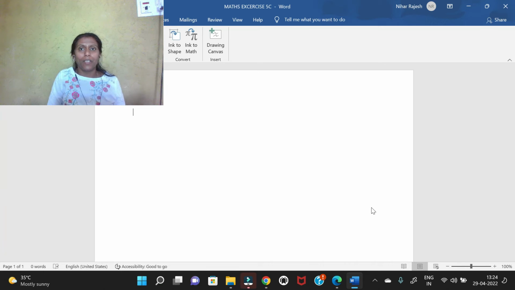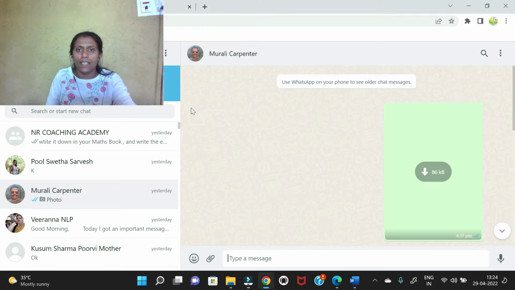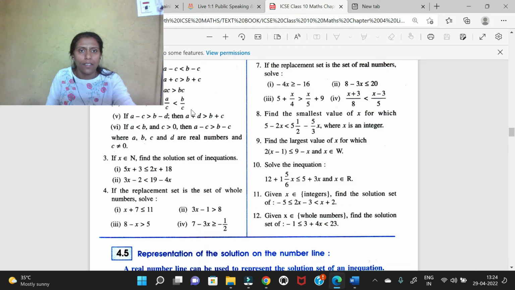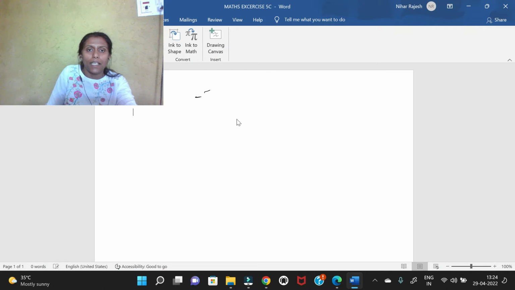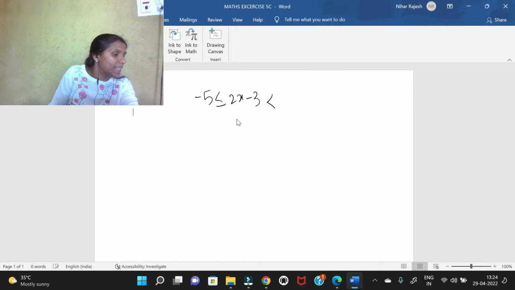Here we are working on the 11th main and the 12th main out of exercise 4A. So what does this tell for us? The 11th one tells: given x belongs to integers, find the solution set for -5 less than or equal to 2x minus 3 less than x plus 2.